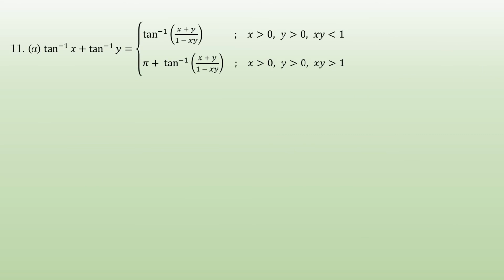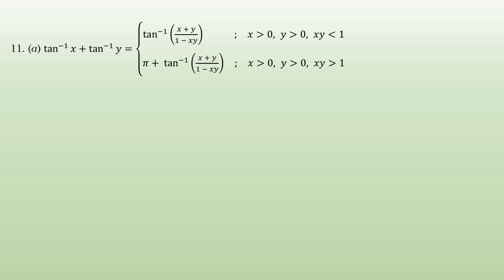So now this one, tan inverse x plus tan inverse y is equal to this. There are two formulae, first one and second one, and under certain conditions, x and y greater than 0 and xy less than 1, and second one, x and y greater than 0, xy greater than 1. So when the product xy is greater than 1, then the formula will come with pi plus, the formula is same, tan inverse of x plus y divided by 1 minus xy.